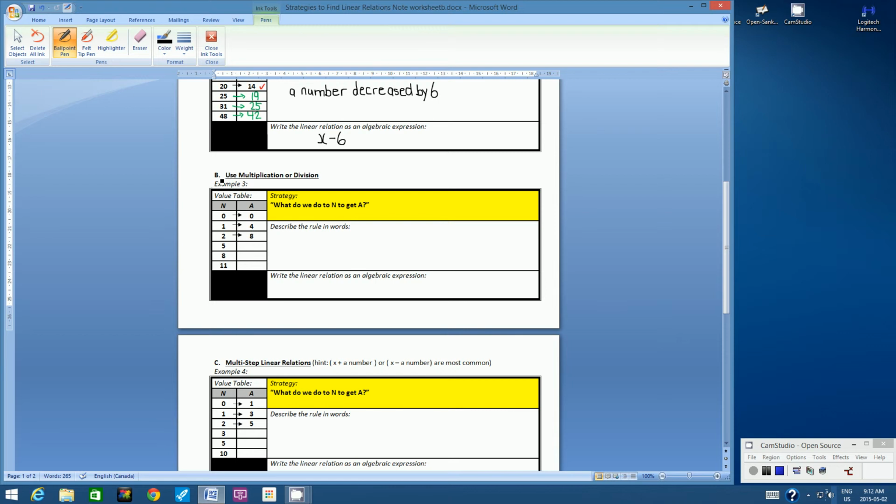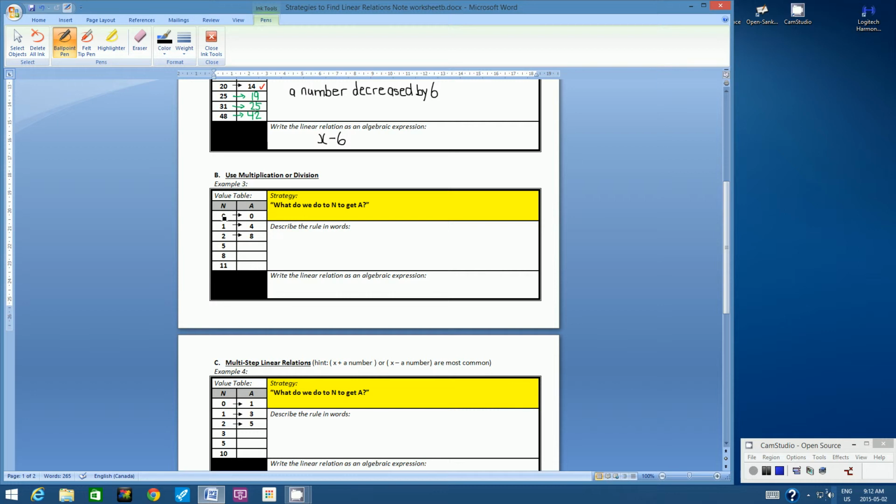So we're going to look at section B, use multiplication or division. But we're going to use the same process that we did in the first two examples. Okay, so let's look at the hint here in yellow. What do we do to n to get a? So again, we have our column headings of n and a back.